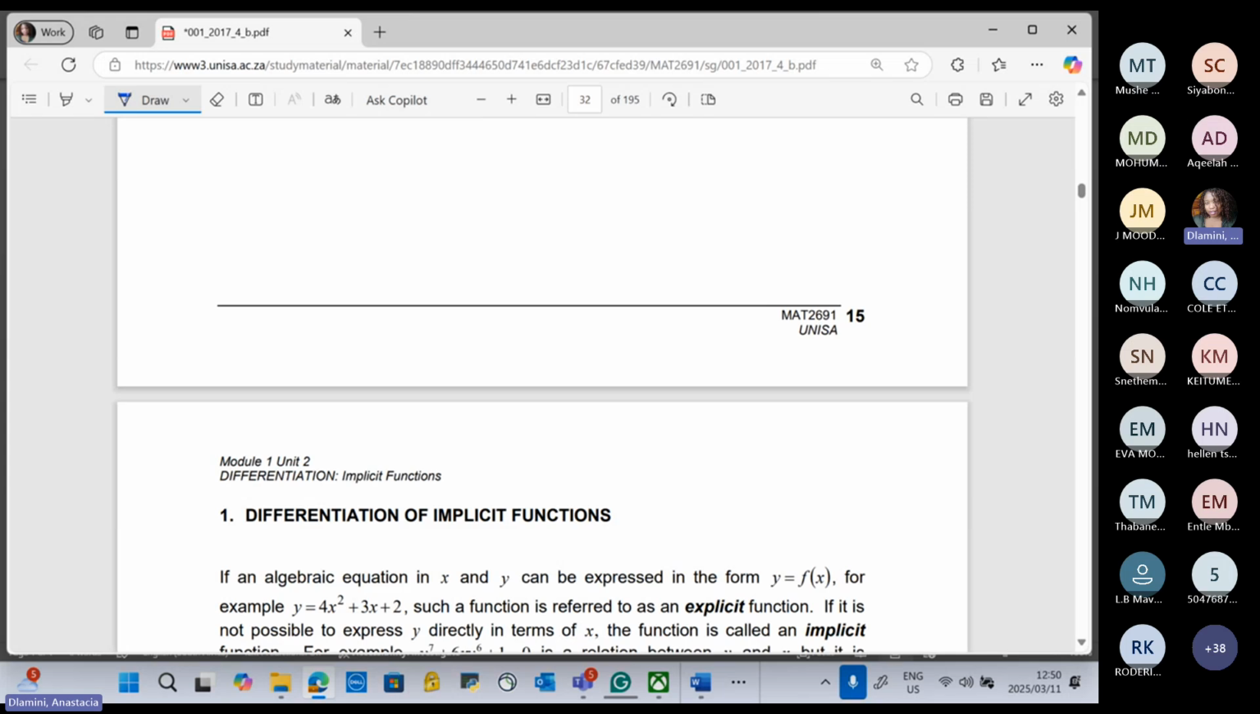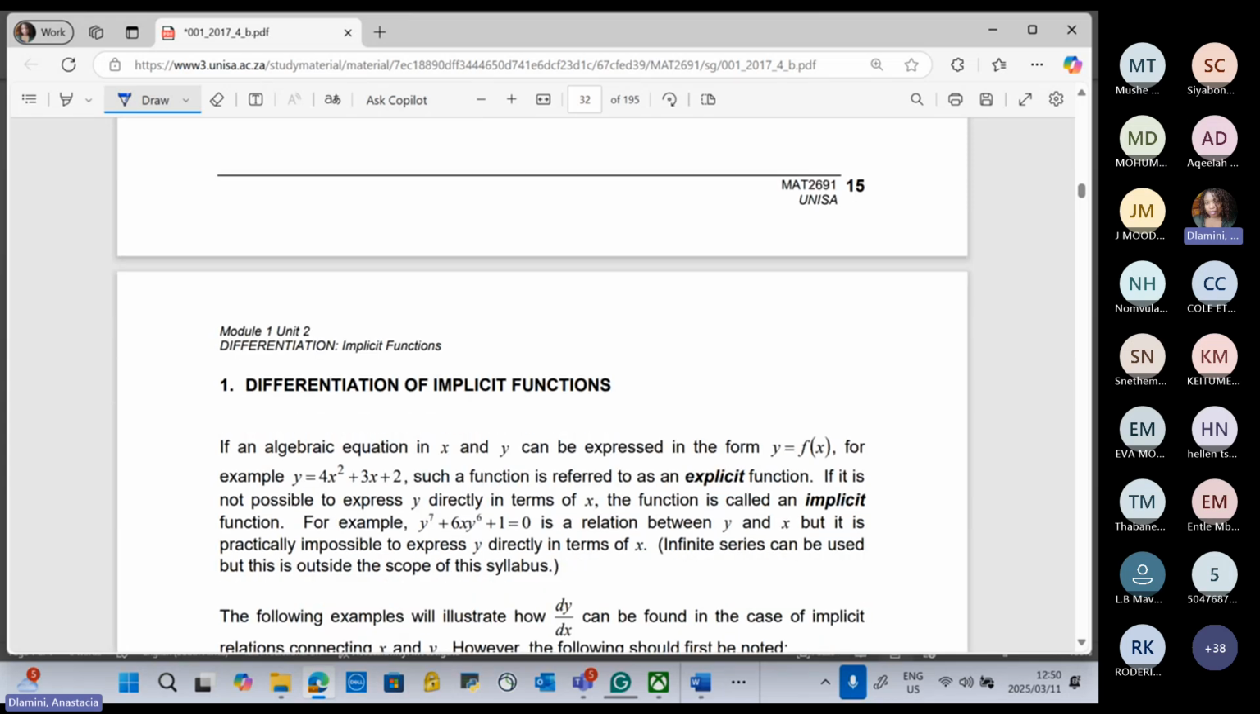What is an implicit function? They say in algebraic equations in x and y, if an algebraic equation in x and y can be expressed in the form of y is equal to a function of x, meaning if you have x squared plus y is equal to 2, you can write this as y is equal to 2 minus x squared. For example, y is equal to 4x squared plus 3x plus 2. Such a function is referred to as an explicit function. Are we all together?